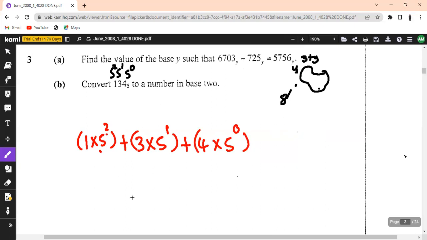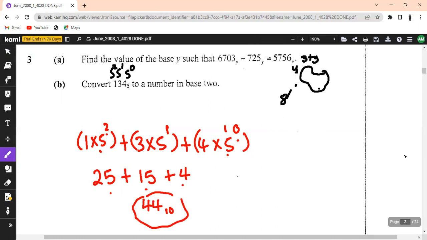All right, so this is what we actually had. 5 to the power 2 is 25, 25 times 1 is 25, plus 5 to the power 1, that is 5 times 3, which is 15. 5 to the power of 0 is 1, 1 times 4 is 4. Then we add 25 plus 15, that's 40, and 40 plus 4 is 44. So this is 44, which is in base of 10.